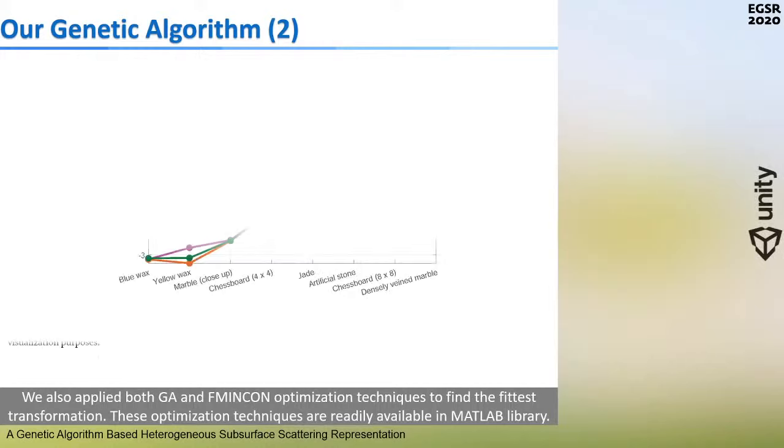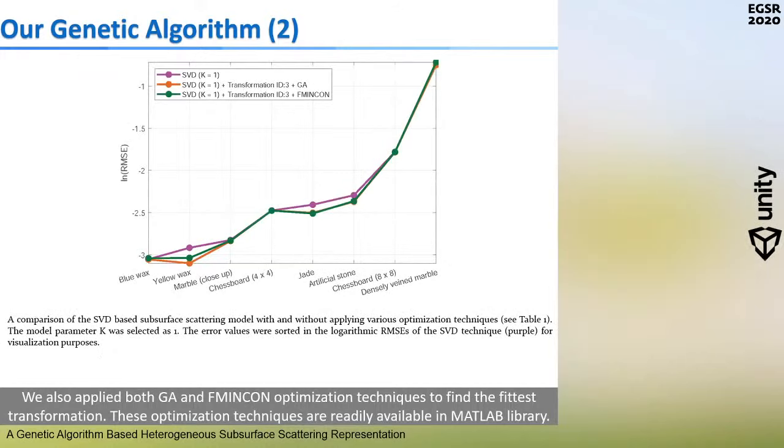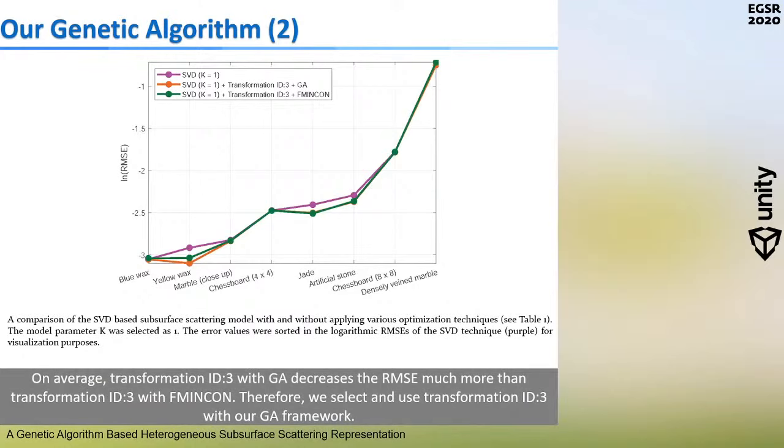We also applied both GA and FMINCON optimization techniques to find the fittest transformation. These optimization techniques are readily available in the MATLAB library. On average, transformation ID tree with GA decreases the root mean square error much more than transformation ID tree with the FMINCON technique. Therefore, we select and use transformation ID tree with our GA framework.